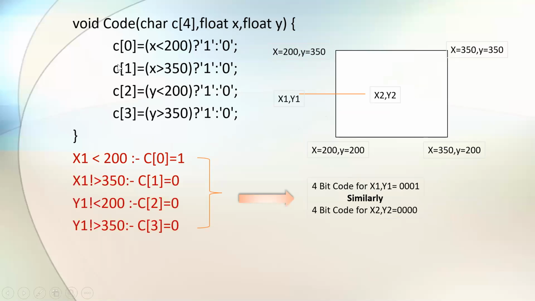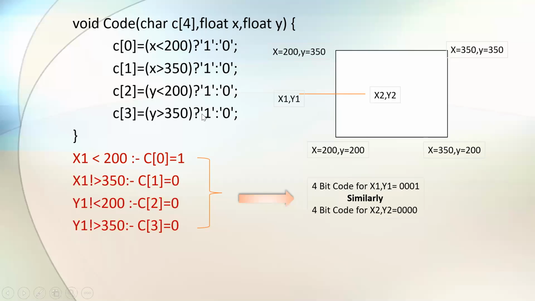Next function is the code function, in which you are going to use a code array. We are going to initialize a code array. Then you are going to pass the endpoint x and the endpoint y. Suppose I'm going to take the endpoint x1 y1 right now. So this is the line which I'm going to clip, x1 y1 x2 y2, which I've drawn against the clip window. So I have to pass the endpoints of the line iteratively into this code. So let's take the first endpoint, which is x1 y1.